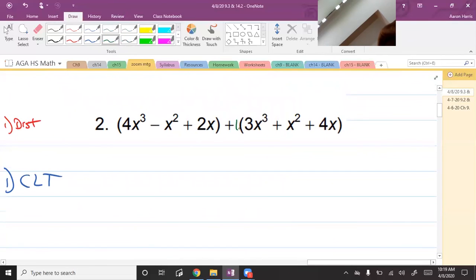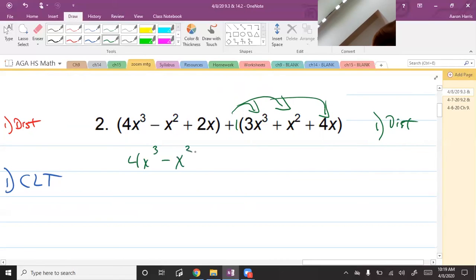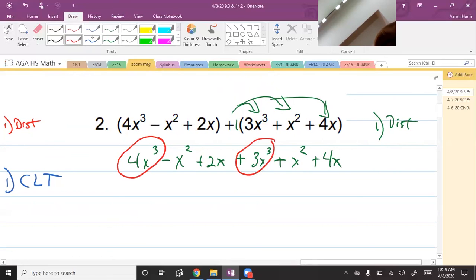Same thing here. Positive 1, so I distribute the positive 1 through. All we're doing really is dropping the parentheses, okay? So if we drop the parentheses, I get what? 4x cubed minus x squared plus 2x plus 1 times 3, so that's 3x cubed plus x squared plus 4x. Now what do we do? You got it. I find all the cubes. There we go. I got 2 of them. I find all the squareds. Okay, I got 2 of them. I find all the x's. I have 2 of them.